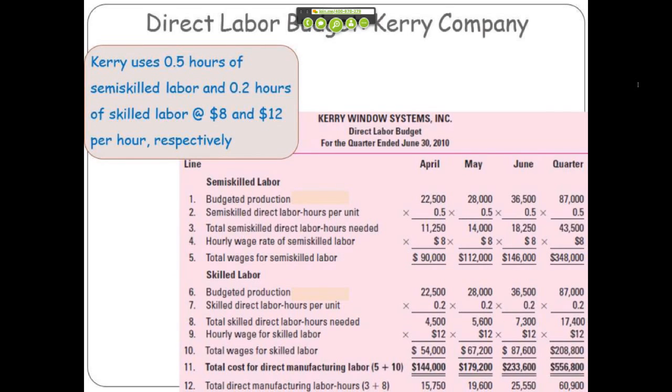So Kerry Industries knows they need a half an hour of semi-skilled labor and 2/10 of an hour of skilled labor to produce a product, at $8 and $12 per hour, and then the math becomes pretty straightforward. You know how many units of production you have? You need a half an hour per unit. That's the total number of hours of semi-skilled labor at $8 an hour. That would be the total cost of your semi-skilled labor, and the same thing would be done for your skilled labor. Again, driven by the production and sales budgets.